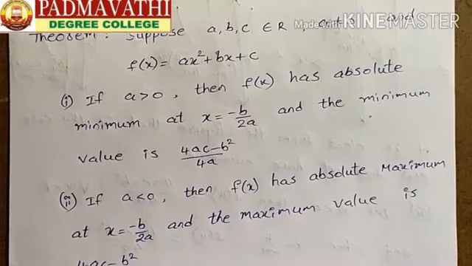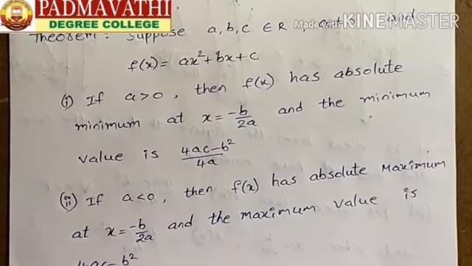Then two cases will be there. One is maximum case and another one is a minimum case. So first one, if a greater than 0, then f of x has minimum value. If a greater than 0, then f of x has absolute minimum value at x equal to minus b by 2a, and the minimum value is 4ac minus b square by 4a. So this is minimum case.